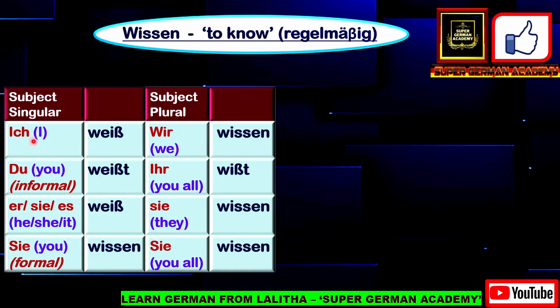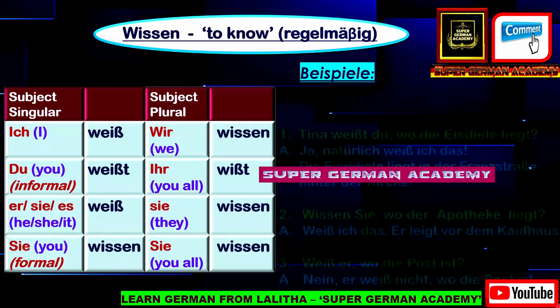Let's see its conjugation. For subject singular: ich weiß, du weißt, er/sie/es weiß, Sie (formal) wissen. For subject plural: wir wissen, ihr wisst, sie wissen, Sie (formal) wissen. And wissen is an irregular verb. Now let's see a few example sentences of how to use this wissen verb.